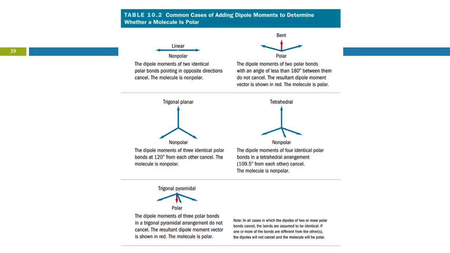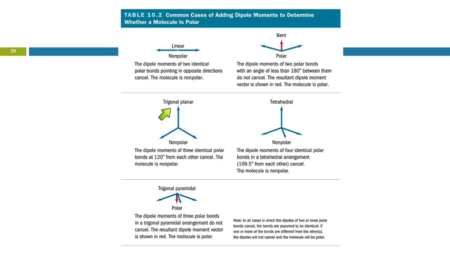So these are common cases of adding dipole moments, adding vectors in molecules. If you have a linear molecule, you'll often end up with a nonpolar molecule, provided that the magnitudes of those vectors are the same. If you have a bent molecule, you're going to end up with a polar molecule because those vectors at angles cannot cancel each other out.